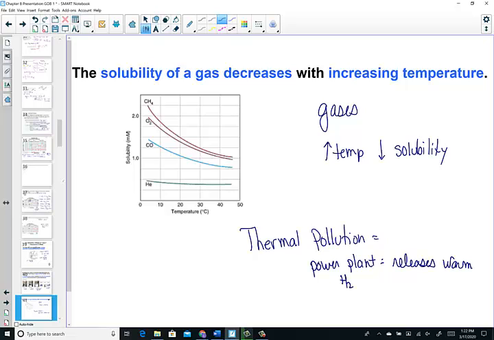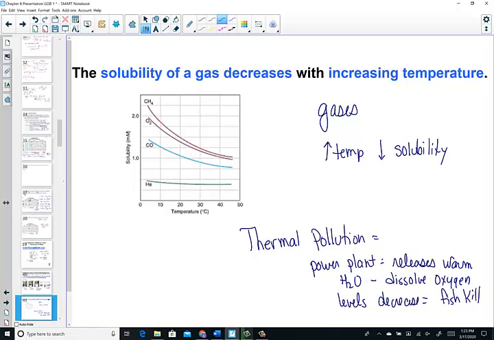When you release warm water back into the lake, the dissolved oxygen levels decrease. And what happens? It leads to a fish kill. You'll start to see fish die off, and you'll see them either just floating on the surface or washing up on the shore.